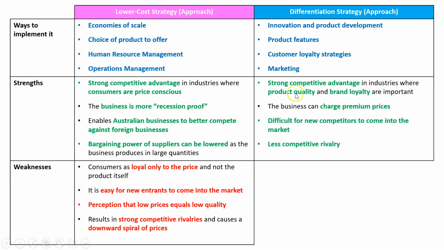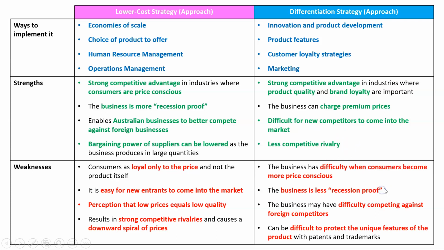Strengths, well, in industries where quality and loyalty are important, like mobile phones, this is a great strategy. Benefit, you can charge premium prices. It's difficult for people to copy you, and there's less pressure on competitive rivalries through price. But weaknesses, difficult when the economy's gone bad or consumers become price conscious. Your product costs too much. You find it hard to compete against foreign businesses, and a lot of foreign businesses can easily copy your unique feature if you don't have a strong patent or trademark.